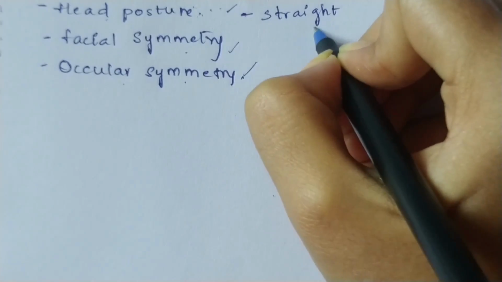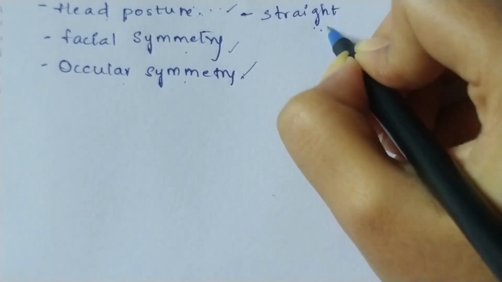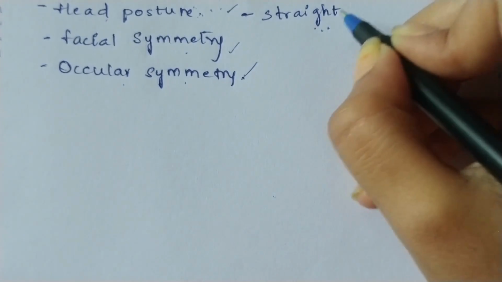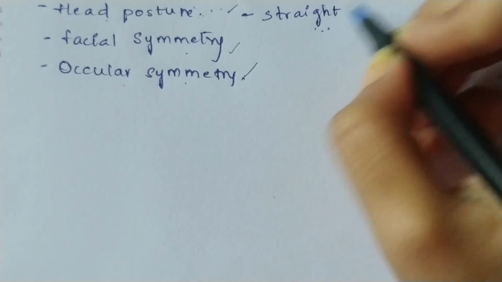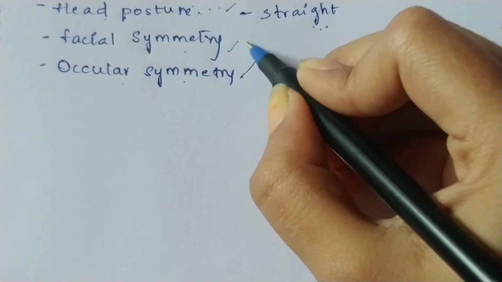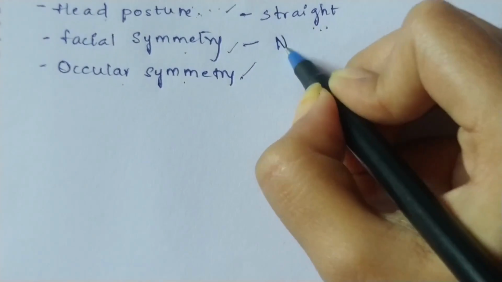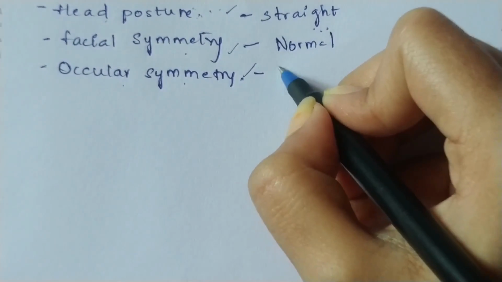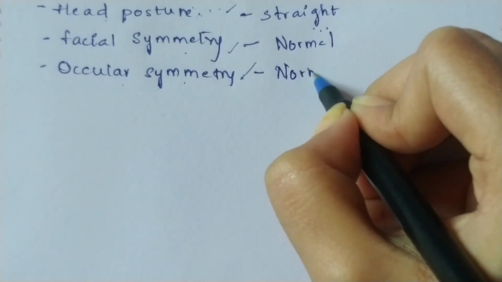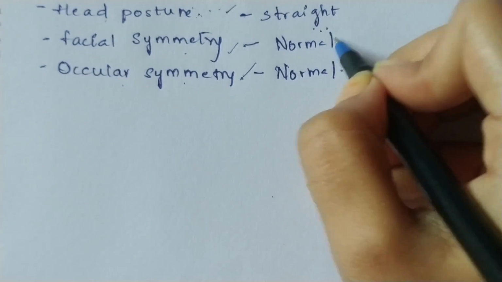If it is straight, you will write it like this, or if it is tilted to one side, you will write tilted to right side or left side. Mostly it will be straight and you will write straight. And facial symmetry, you will write normal if it is normal. If it is abnormal, you will write abnormal. And ocular symmetry, if it is normal, you will write normal.